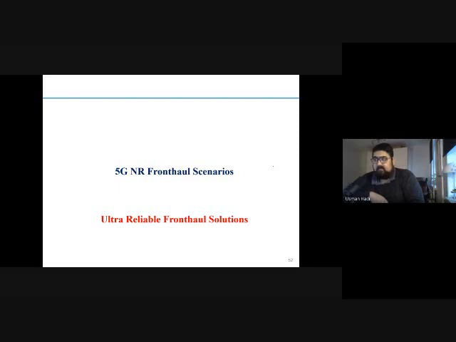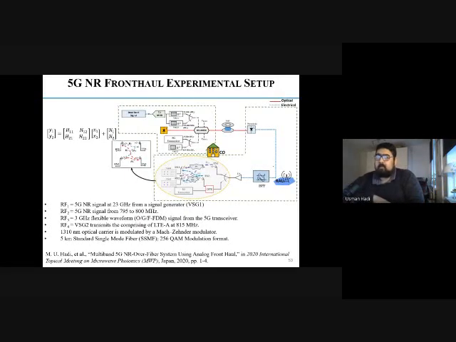Now, the next thing is the 5G and our fronthaul scenarios. This is the topic that we were involved in, in the project called Ultra Reliable Fronthaul Solutions. So let's say that now we are still using analog ROF, but we are not relying on the linearization of the systems. We're just looking at the fronthaul experiments using 5G NR. What you were seeing previously was with LTE and LTE Advanced. Now you are using 5G NR, which means fifth generation new radio. So it is a new signal, and its basics are from 5G.